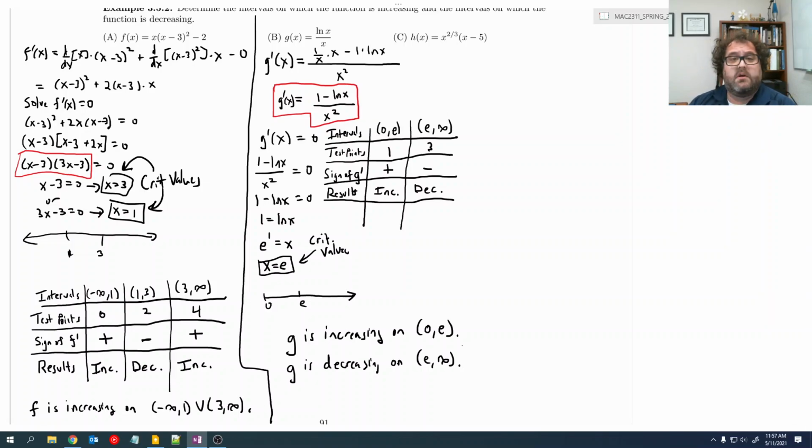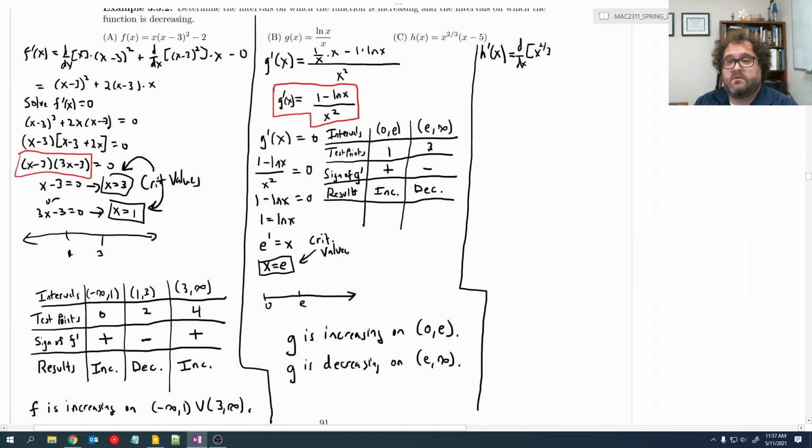Let's look at C first and see what we can come up with. C, okay, it's a radical function, but it's also a product. So let's see what we can come up with. Of course, the first step is to find the critical values. So let's find h prime. Let's do the product rule. So we're going to have the derivative of the first function, x to the 2/3, times the second function, x minus 5, plus the derivative of x minus 5 times the first function, x to the 2/3 power.